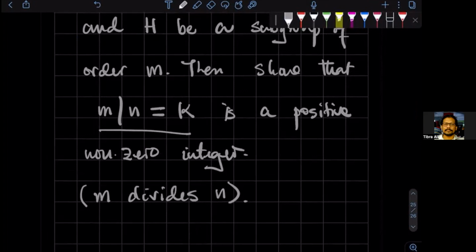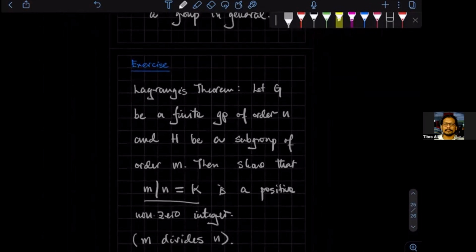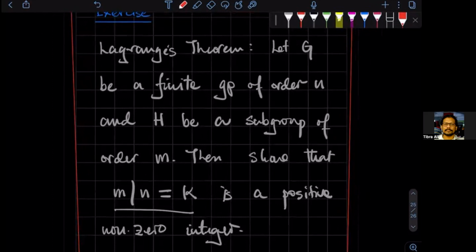So that means that if a group admits a non-trivial, proper subgroup, then its order cannot be a prime number, right? You see that? So this is Lagrange's theorem, and this is also an exercise. That brings us to the end of this class.